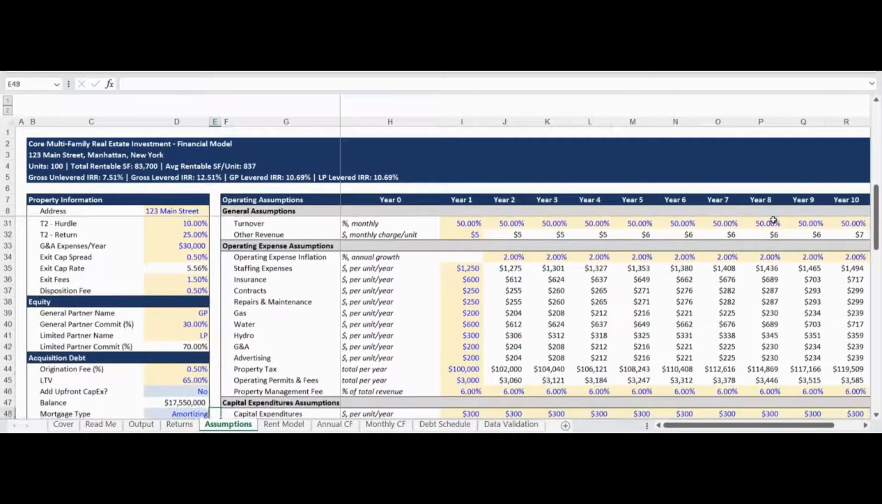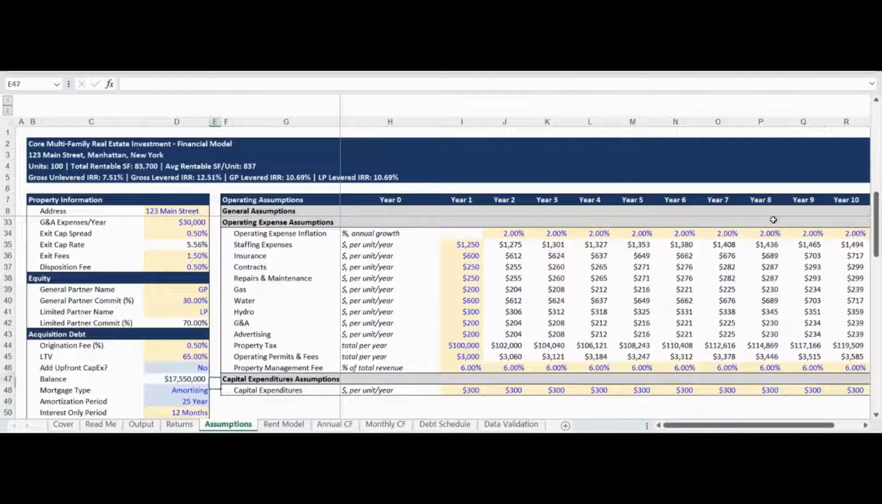Operating expense assumption inputs are available for typical real estate operating costs, such as staffing expenses, insurance, property tax, and utilities. Many of the expenses, such as staffing expenses, insurance, and contracts, are entered on a per-unit per-year basis. This means that an input of $600 for insurance can be interpreted as insurance cost of $600 per year per unit. If your property being analyzed is 100 units, the total insurance expense will be $60,000 per year.